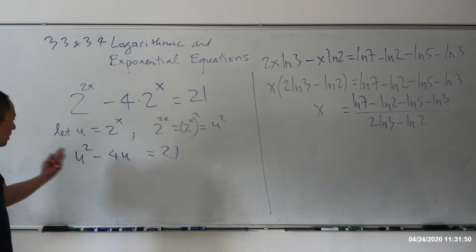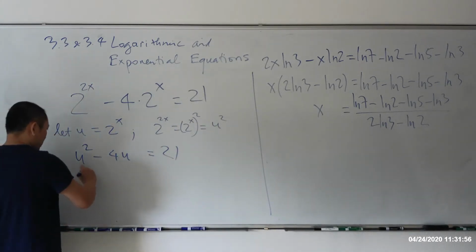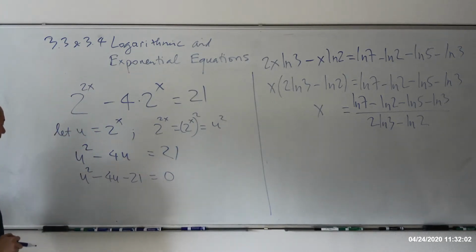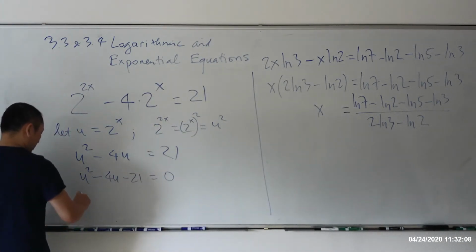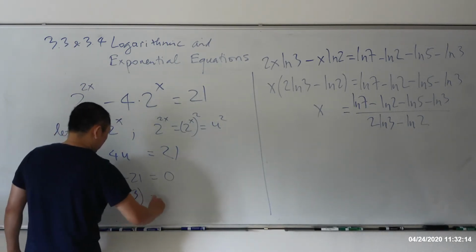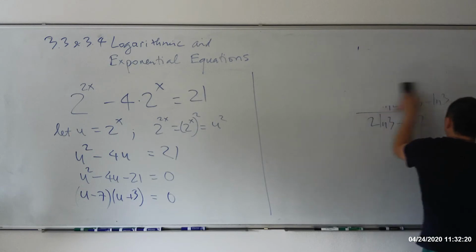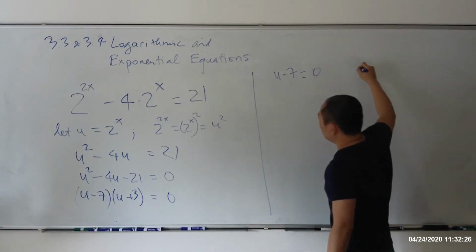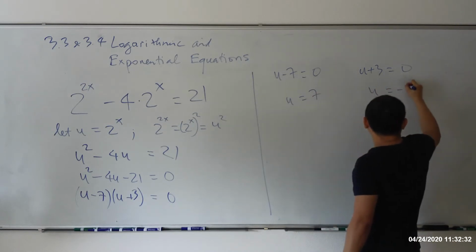You want to solve a quadratic, bring everything to one side, have 0 on the other side. So you have u squared minus 4u minus 21 equal to 0. Try to factor, and if it doesn't work, then use the quadratic formula. 4, 21, 7, 3. Yes, it should work. So u minus 7 times u plus 3 equal to 0. So we have u minus 7 equal to 0, or u plus 3 equal to 0. You get u equal to 7, or u equal to negative 3.